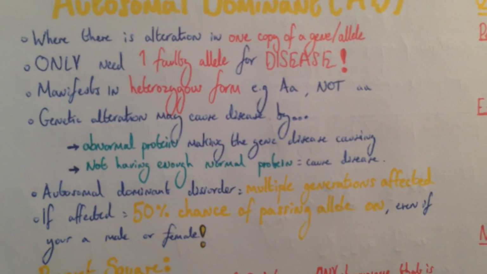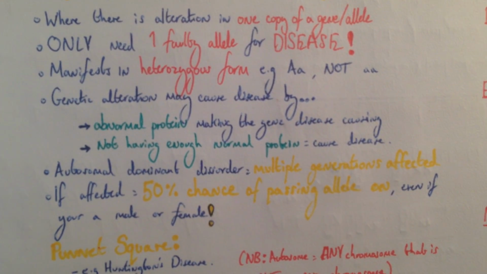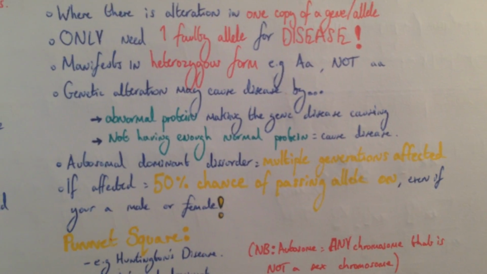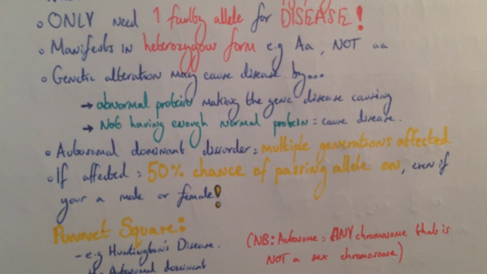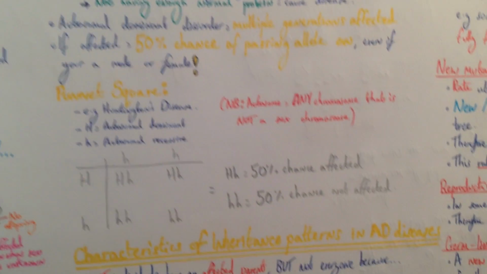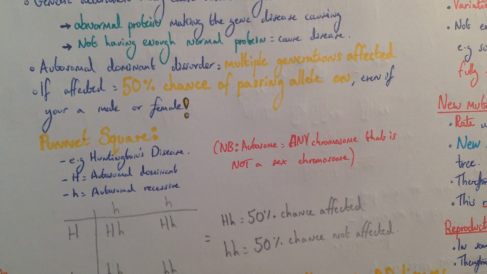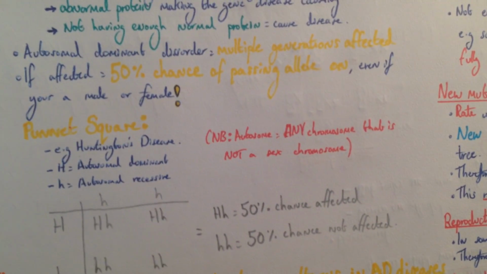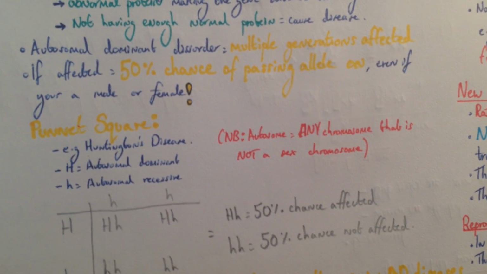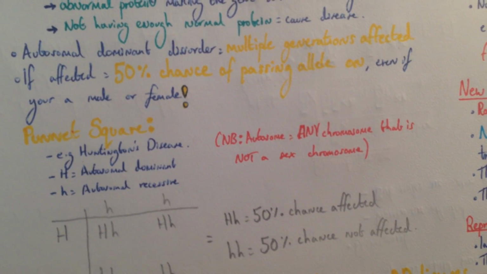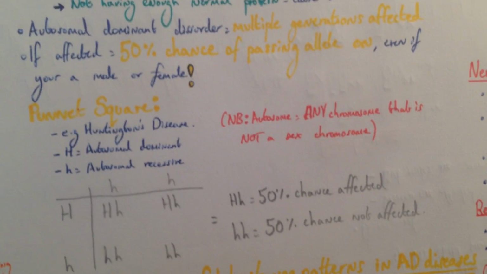Genetic alteration may cause disease by an abnormal protein being made, making the gene disease-causing, or by not having enough normal protein. Autosomal dominant disorders cause multiple generations to be affected. If you're affected, there's a 50% chance of passing the allele on, whether you're male or female, and therefore there's a 50% chance of your child being affected.